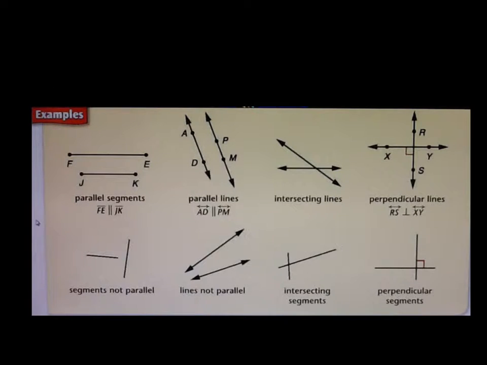So here are a few examples. FE and JK are parallel. These two lines are parallel. These ones intersect, but they are not perpendicular. But if we look here, these two lines are perpendicular. We know that because they look like they meet at a 90-degree angle, and the angle symbol is there. These segments here are not parallel, and they do not intersect. And so on.